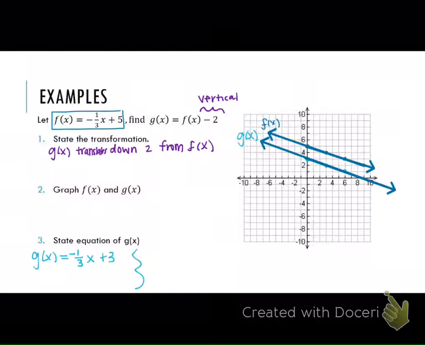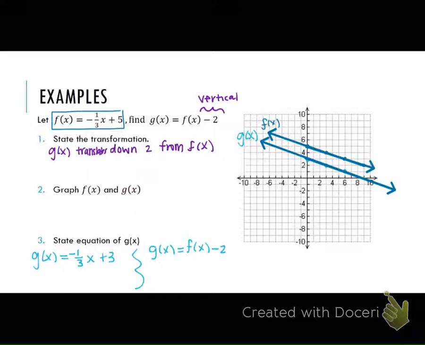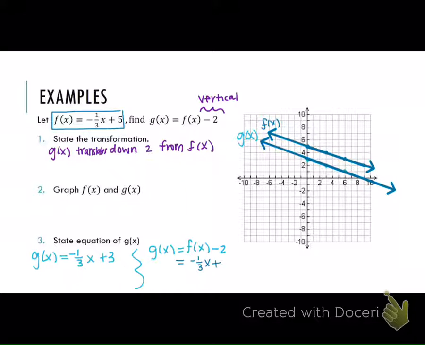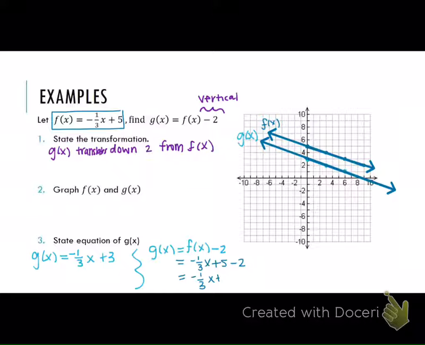Or you can plug it into the fact that g of x equals f of x minus 2. You guys need to stop talking. And we know that f of x is negative 1/3 x plus 5, and then we subtract 2 from that. So we still get the same thing there. So notice, algebraically and from the graph. See if you have questions there.